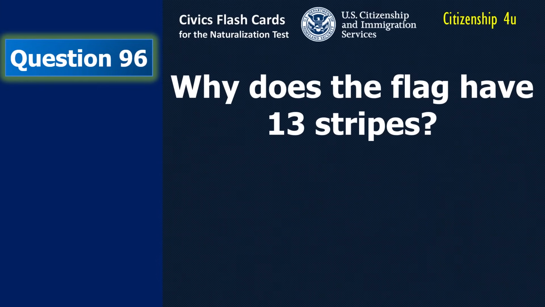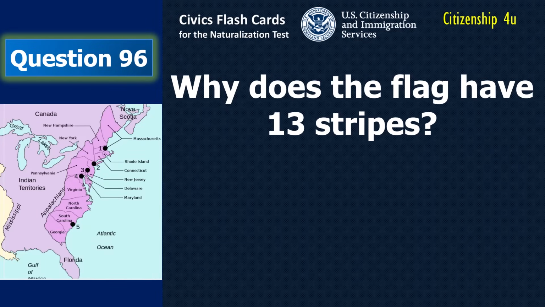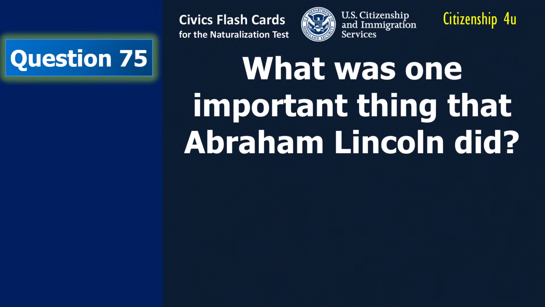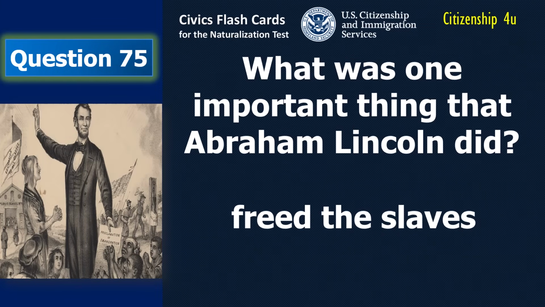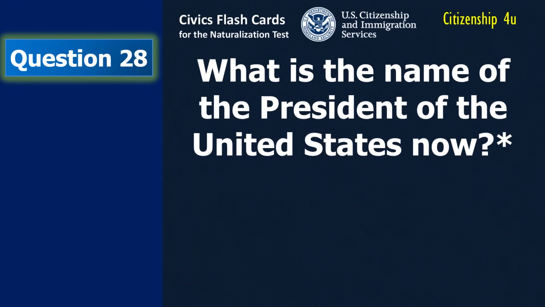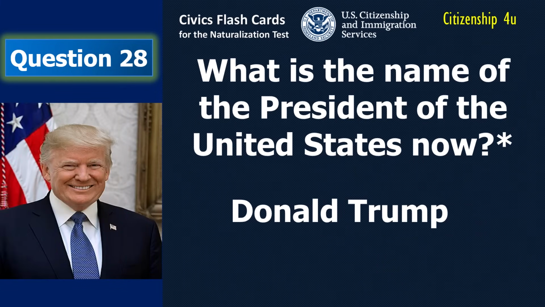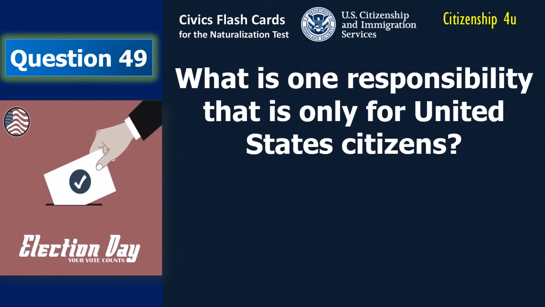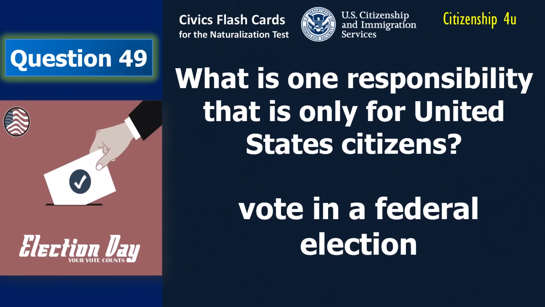Why does the flag have 13 stripes? Because there were 13 original colonies. What was one important thing that Abraham Lincoln did? Freed the slaves. What is the name of the President of the United States now? Donald Trump. What is one responsibility that is only for US citizens? Vote in a federal election.